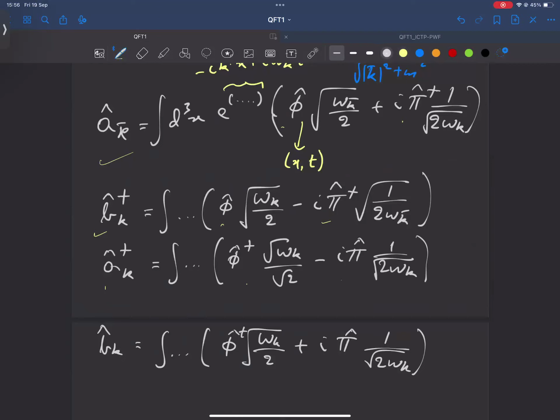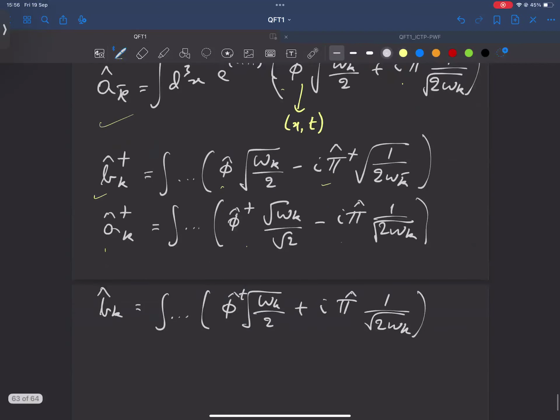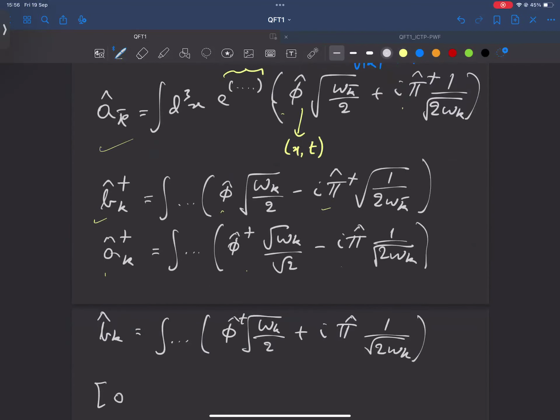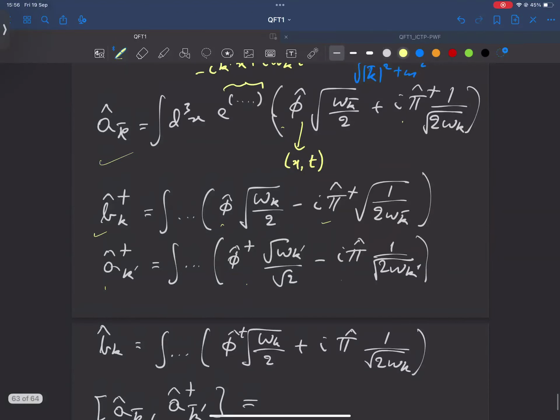Now it's straightforward. What we want to do is compute this quantity, A k and A dagger k prime. So let's define this with k prime instead of k. Now we want to look at this operator and this operator, right?